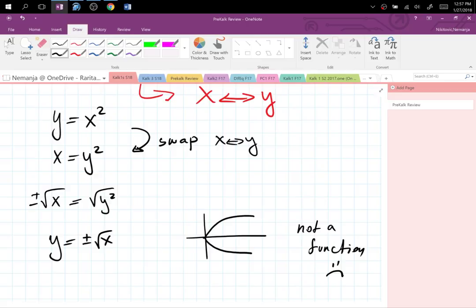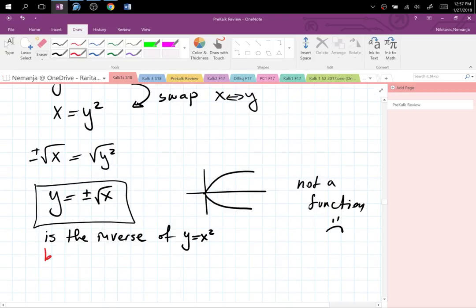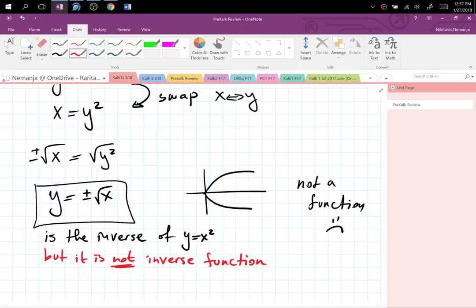So it's extremely easy to find the inverse. Now, this over here is the inverse of y equals x squared. And here in blood, it is not an inverse function, because it's not a function. Look, it failed the vertical line test. It's not a function. So is it an inverse? Yes. Is it an inverse function? No. And that is the part where pre-calculus doesn't really go into the level of detail.